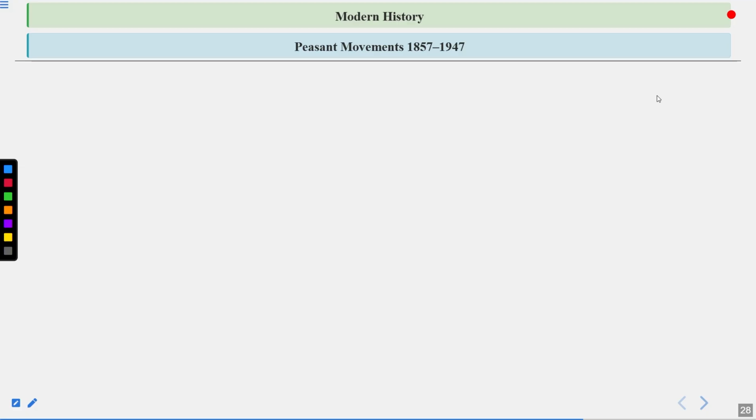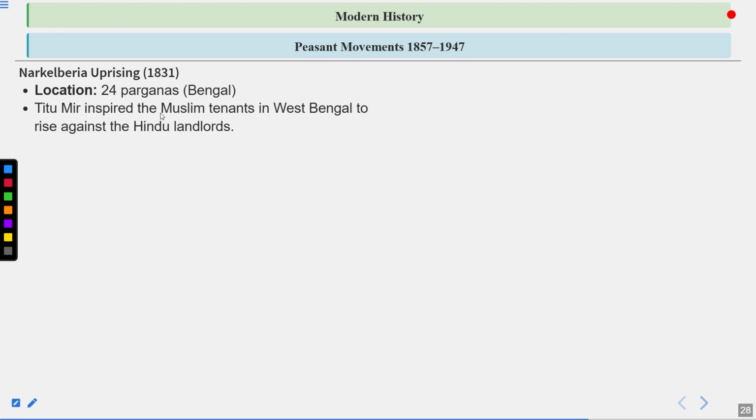Some peasant movements. Peasant means farmer. Movements from 1857 to 1947. Narkelberia uprising, 1831. Location: 24 Parganas, Bengal. Titu Mir inspired the Muslim tenants in West Bengal to rise against the Hindu landlords. So this was a kind of rent dispute between the Muslim tenants and the Hindu landlords, a dispute between the tenants and the landlords.